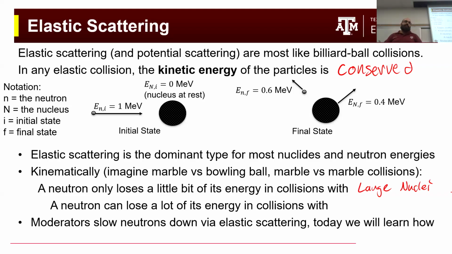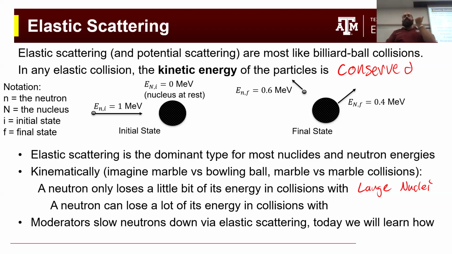And hopefully that just makes sense from thinking about the marble and the bowling ball. But then imagine instead if you had a marble colliding with a marble. You've got one marble that's coming in and another marble that's at rest. And when they hit each other, both of those marbles are going to go off in different directions, probably with about a comparable amount of energy after that collision happened. And that's because the marble can transfer a lot of energy to a thing that's of similar size to it. It's based on the relative masses of the particles.